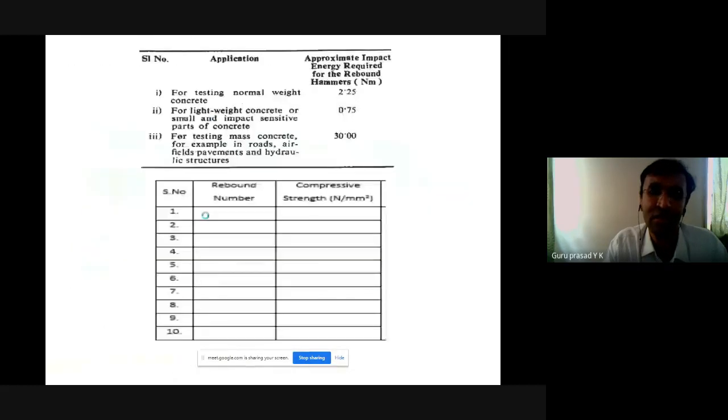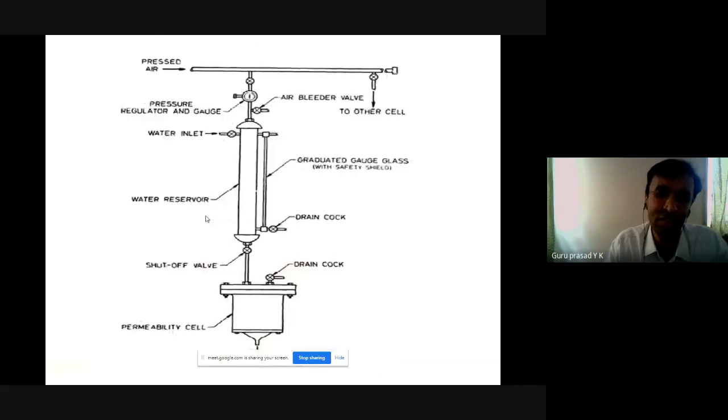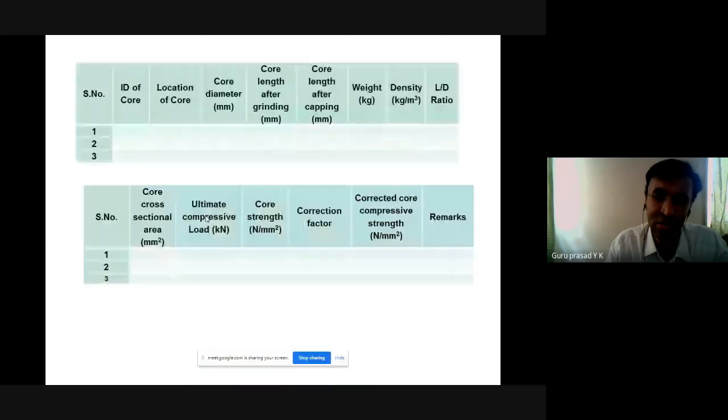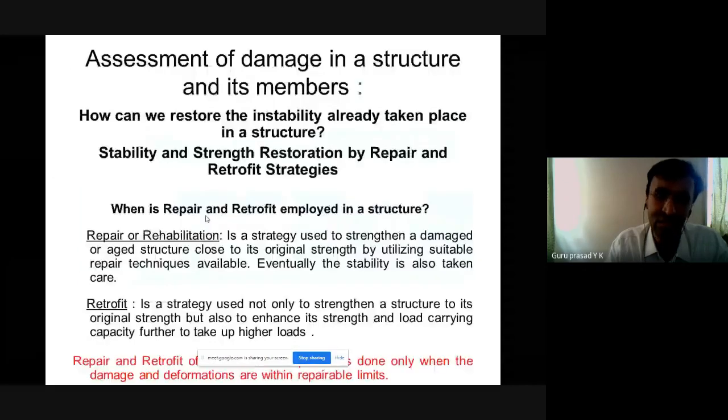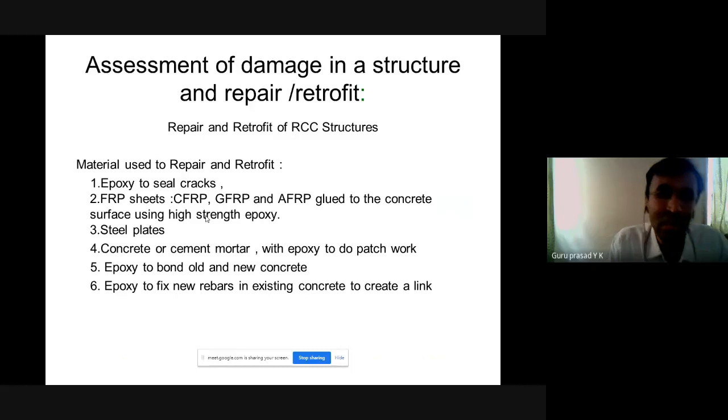Because there are calculations involved for retrofit and repair strategies too, which I am not going to get into at this juncture because that's not within the scope of this talk. So basically, the materials which are used for repair, all of you should also be knowing about this.